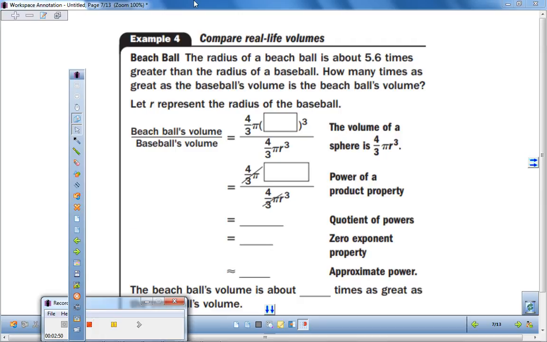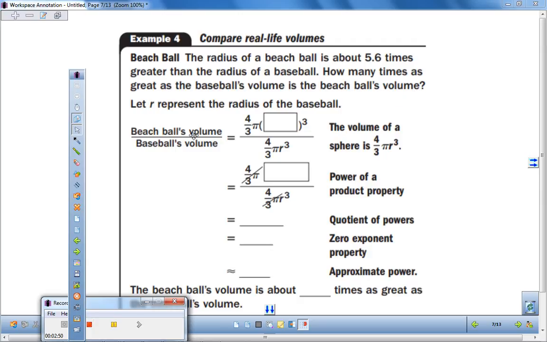Alright, in this we're looking at our beach ball. The radius of the beach ball is 5.6 times greater than the radius of a baseball. How many times as great as the baseball volume is the beach ball's volume? Let R represent the radius of the baseball. Alright, so let's go through this.